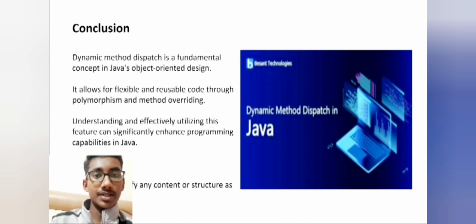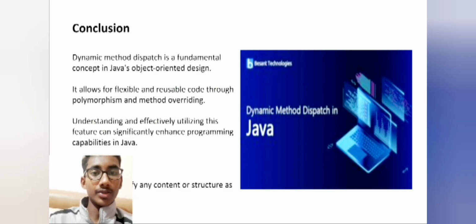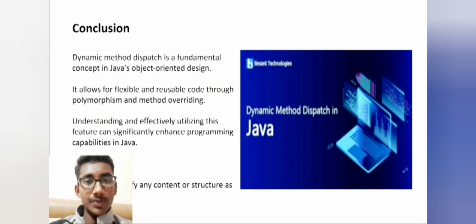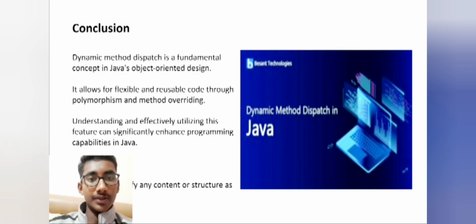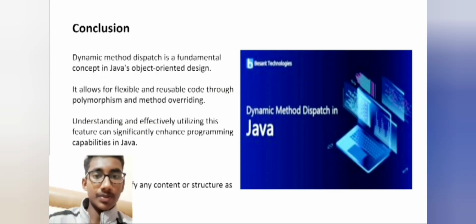Next, we discuss the conclusion of dynamic method dispatch. Dynamic method dispatch is a fundamental concept in Java's object-oriented design. It allows for flexible and reusable code through polymorphism and method overriding. Understanding and effectively utilizing this feature can significantly enhance programming capabilities.